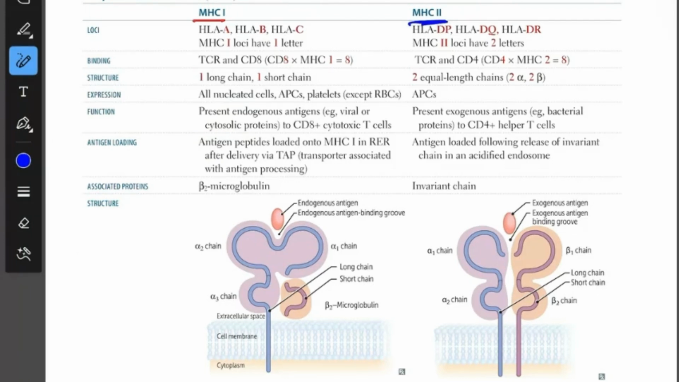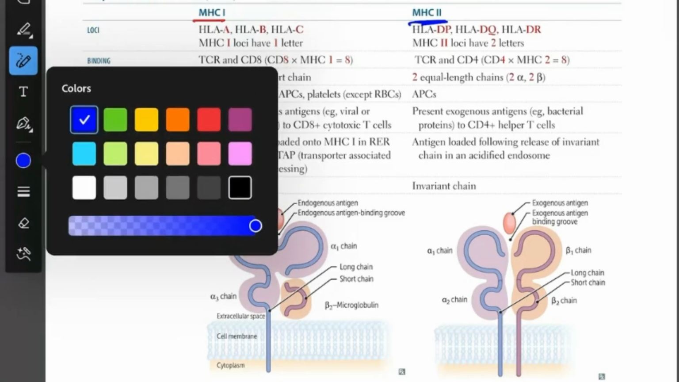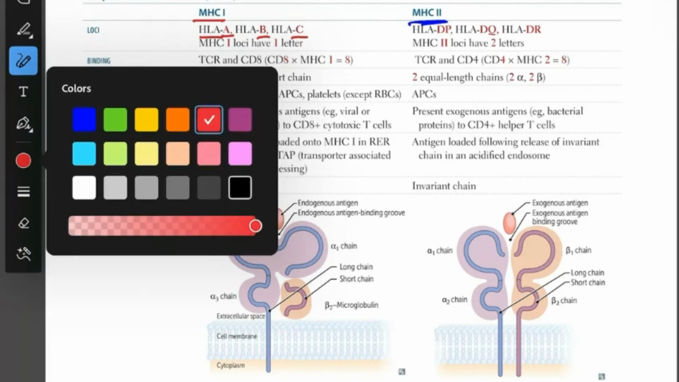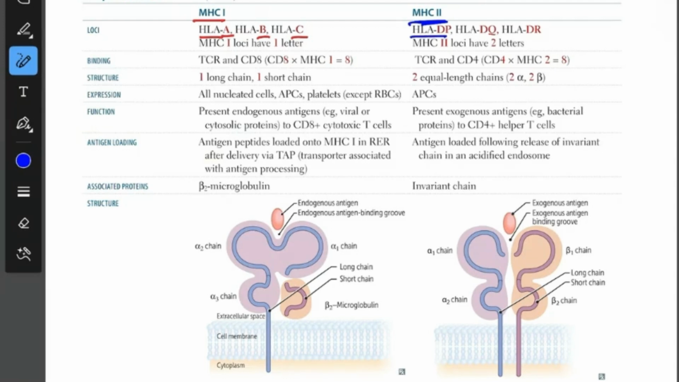The most important things you need to note about this: MHC I is coded by one letter. HLA is the gene that codes for MHC. So HLA A, B, C. One letter. MHC I is coded by HLA A, B, C. While MHC II, two letters: HLA DP, DQ, DR. Very important. So two letters.